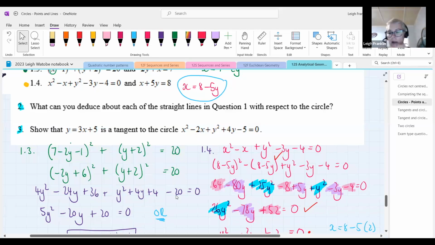All right, so what I would like to show you, and we're starting to run out of time now, we've only got 15 minutes left. We could just go on forever and ever, couldn't we? I just want to show you how you would do a question like question number 3, where it says show that it is a tangent to a circle.